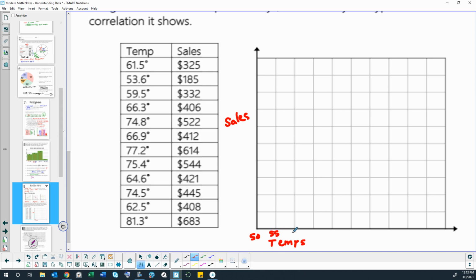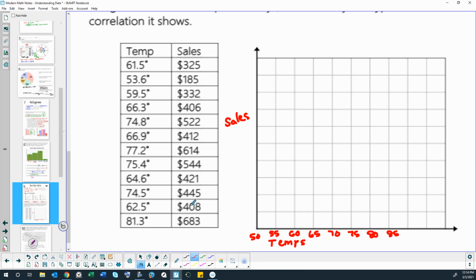So 55, 60, 65, 70, 75, 80, 85. I could have started lower because I'm going to get to all of my temperatures that far. So I had plenty of space to start at a smaller number if I wanted to. Maybe not at 0 unless I wanted to count by 10s, which would have been fine.